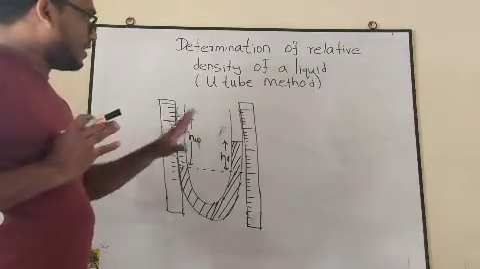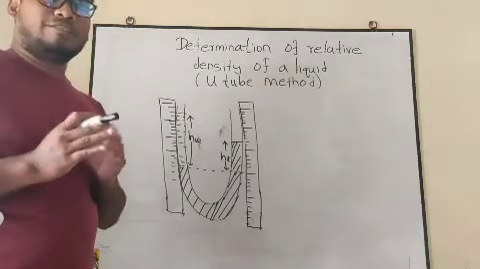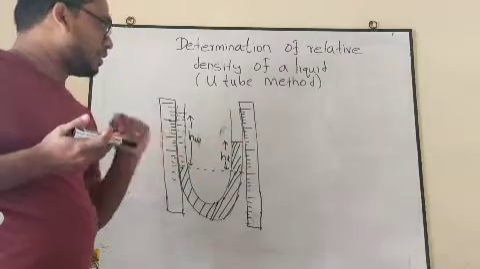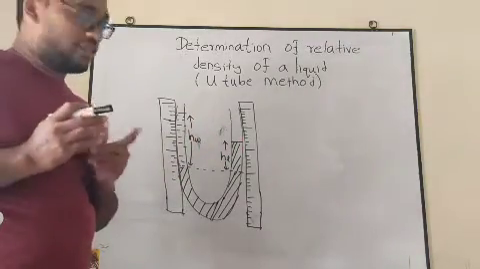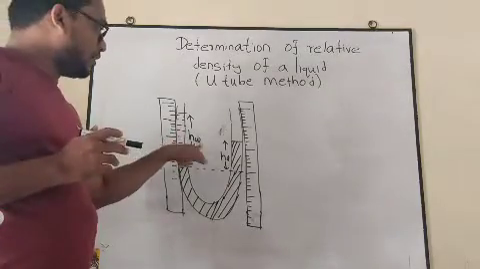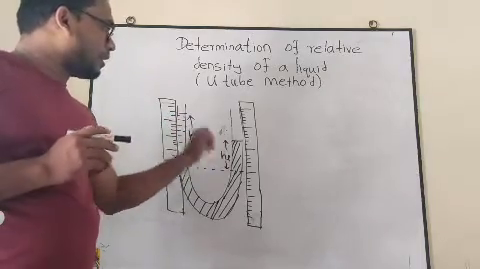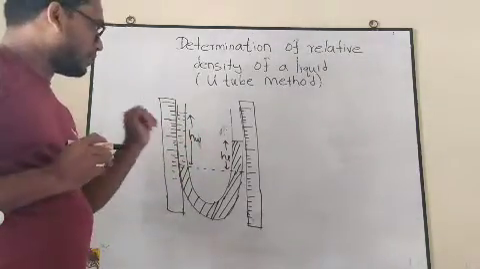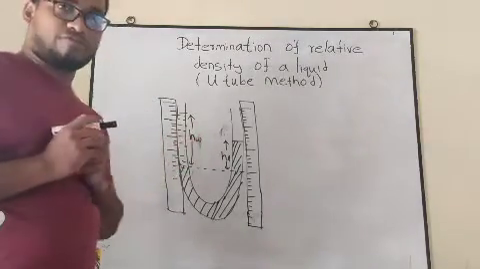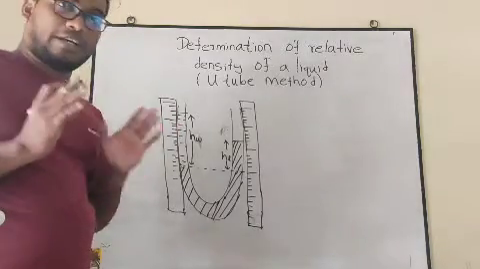Here there is a U-tube, and we need two different liquids. One is the liquid whose relative density we are going to find, and the other is water. When you look at this diagram, you can realize the liquid density is higher than that of water. Later I am going to explain why I said that.